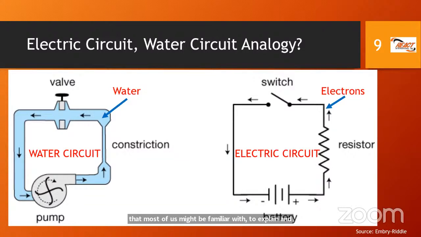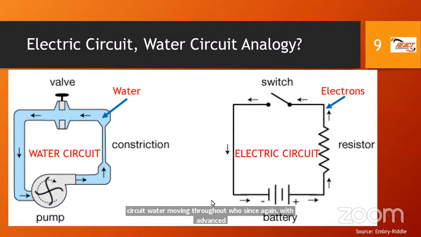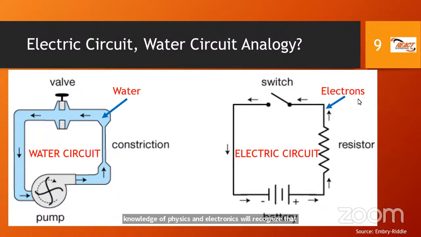So note that when we talk about the electric circuit and the water analogy, and we talk about electrons moving throughout the wires and the circuit, or in the case of the water circuit, water moving throughout, persons, again, with advanced knowledge of physics and electronics will recognize that we are basically making an approximation. So for those persons, please bear with us. We are trying to gain an understanding at a basic level of the concepts.